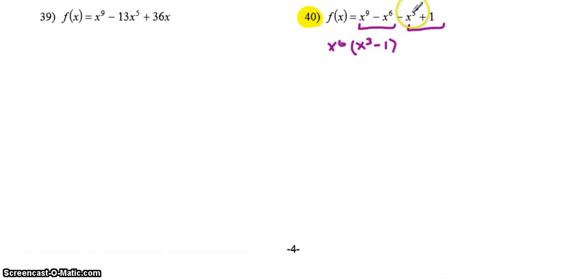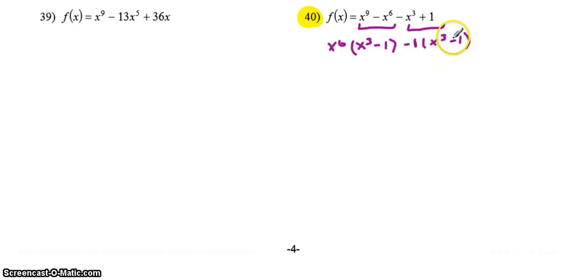Now those don't seem to have a common factor. However, I'm going to divide out a negative 1. The reason is, remember, I need this binomial and the one I'm about to write to be the same. If I just left it as negative x to the third plus 1, that wouldn't be the same as x to the third minus 1. So I'm going to factor out a negative 1 and be left with x to the third minus 1, so that these two binomials are the same.